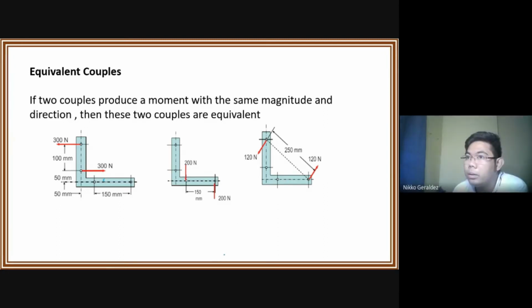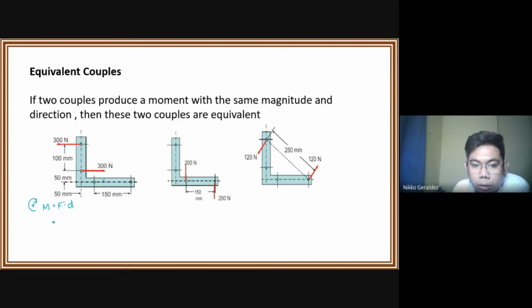Counterclockwise din. So, parehas ang direction. So, lahat magpo-produce ng counterclockwise rotation. Yung couples, ang moment nila is a counterclockwise moment. So, check natin yung magnitude. Moment, force times perpendicular distance. So, that is clockwise positive.